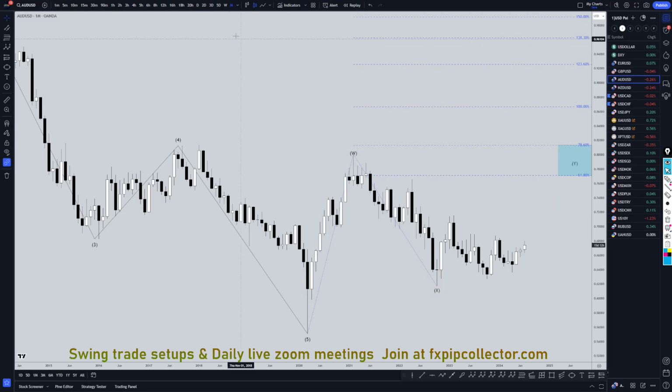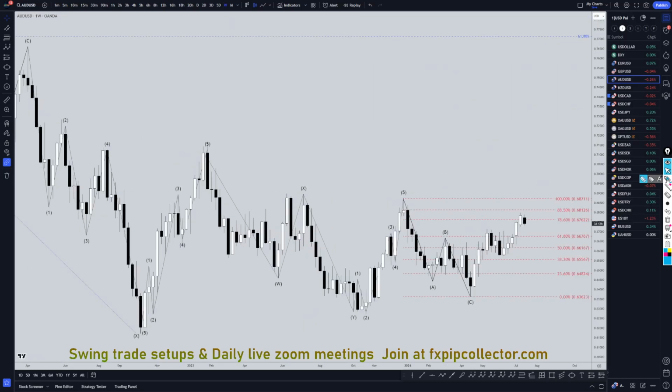Heading down to the weekly time frame is where I think that this right here is a 1. I think this right here is very clearly three waves down for wave 2, and I believe we're in a wave 3, and if that's true, these higher time frames will continue to make higher highs, higher lows in this wave 3.